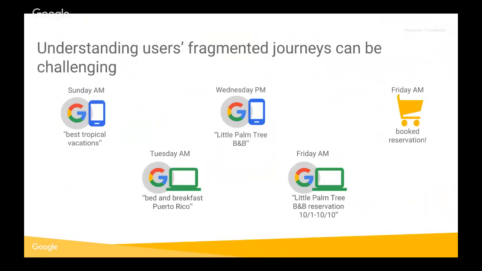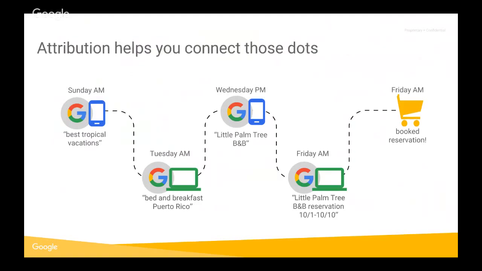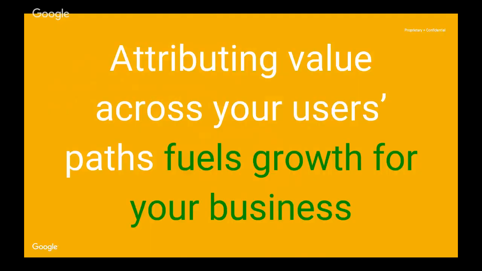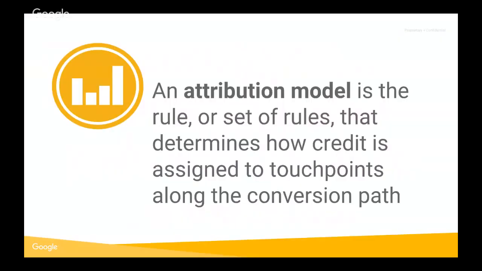Understand your users' path and identify which of those various interactions actually led to the end conversion, and you'll be able to invest more in those specific interactions. When you know what works, you can invest more in, let's say, the second interaction or the third interaction, which actually could have added more value than the last one. Value across your users' paths fuels growth for your business. Attribution is a rule or a set of rules that determines how credit is assigned to touch points across the conversion path.